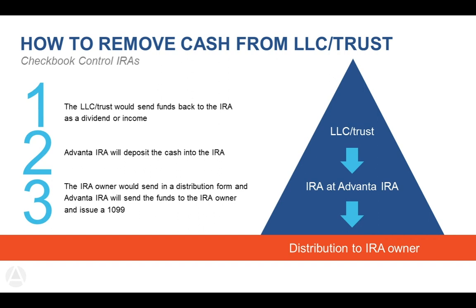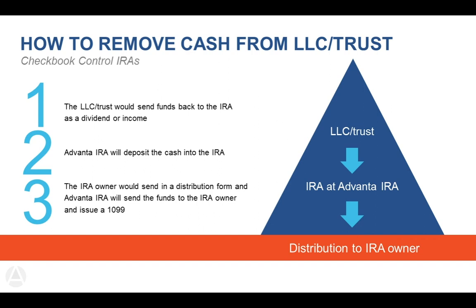And the correct way is not just writing yourself a check from the trust or the operating account of that LLC. You need to write a check from the LLC or the trust back to Advanta, so that we can deposit the funds, and then distribute it to you with proper 1099 reporting. Even if this is a Roth account, there is still a 1099 issued for anything issued out of a Roth account, but with a specific code in box 7 indicating that it is non-taxable. So it's a non-taxable event to you regardless if it's a Roth account, but keep in mind that it still has to be properly reported.